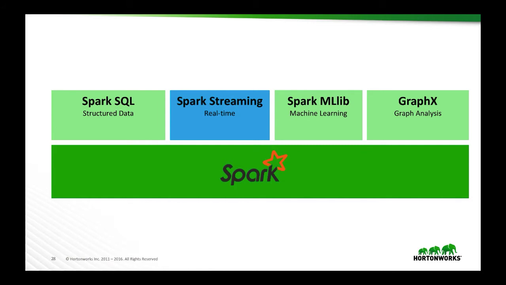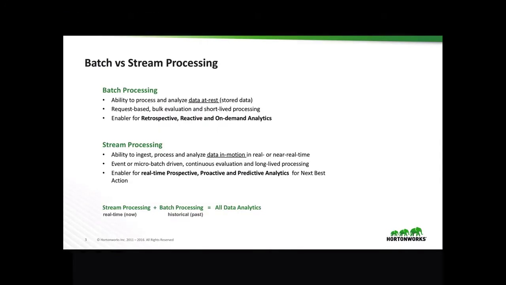Now we will cover the Spark Streaming module for real-time, or more accurately, near real-time stream processing. Let's compare batch and stream processing. Batch processing is the ability to process and analyze data at rest, or your stored data. It is request-based, bulk evaluation, and short-lived processing. And it is an enabler for retrospective, reactive, and on-demand analytics.